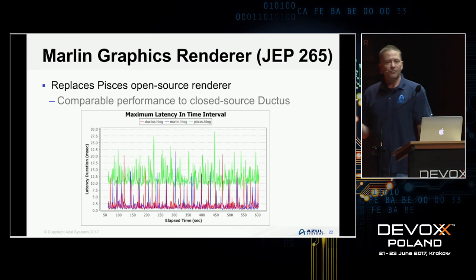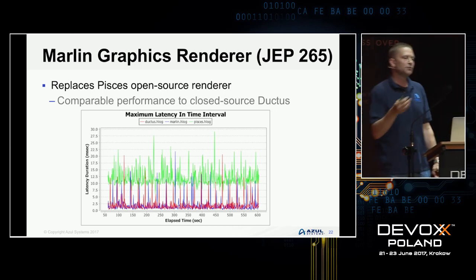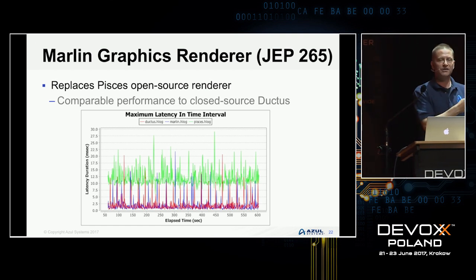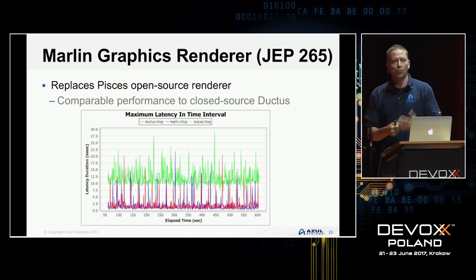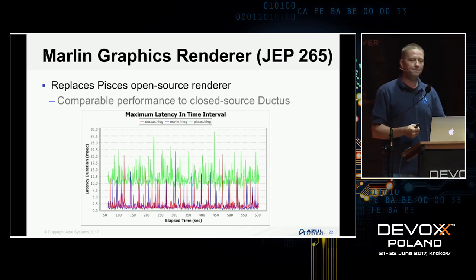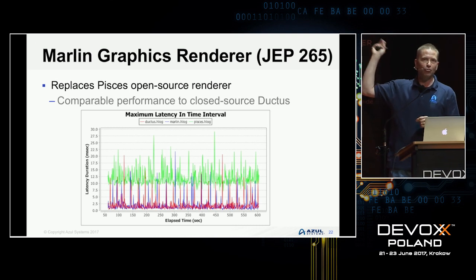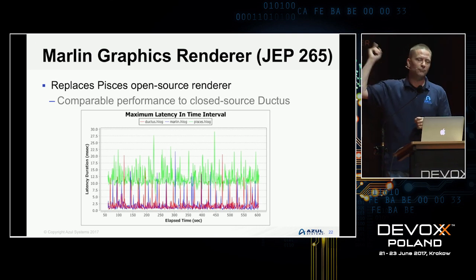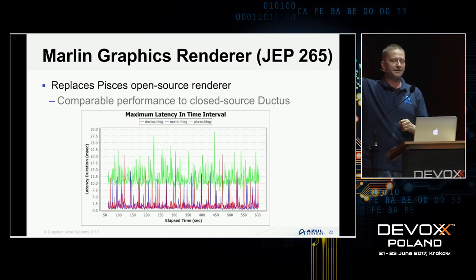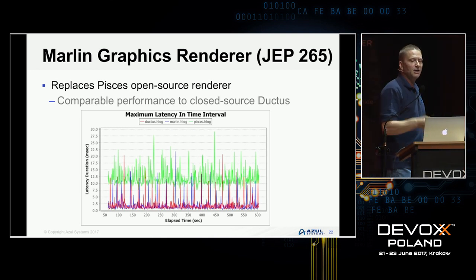The Marlin graphics renderer is being replaced. So right now, if you look at OpenJDK and you're using graphics rendering on screen, what you're going to be using is an open source graphics renderer called Marlin. That doesn't have quite such good performance. So if you look at the graph there, the green line is the Marlin graphics renderer. And high is latency, so high is bad. So you can see that it's higher up.